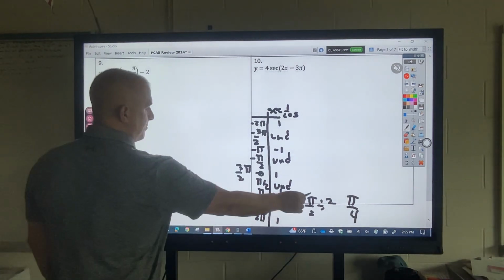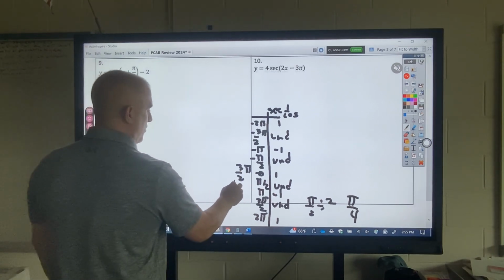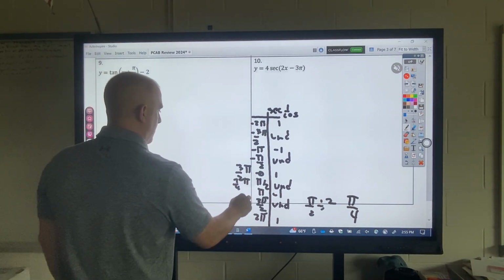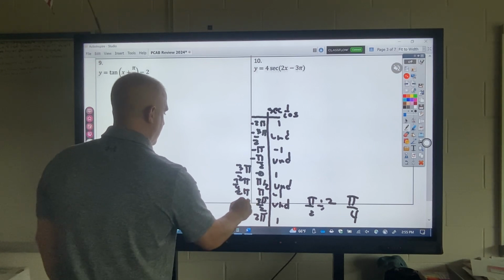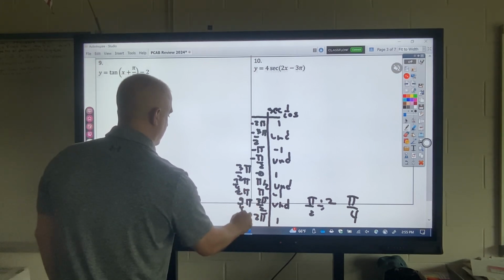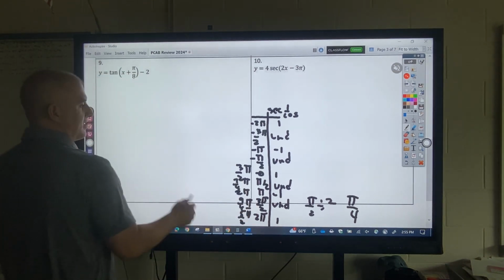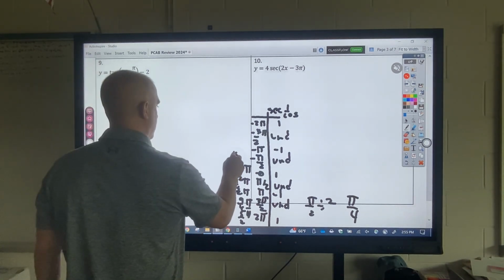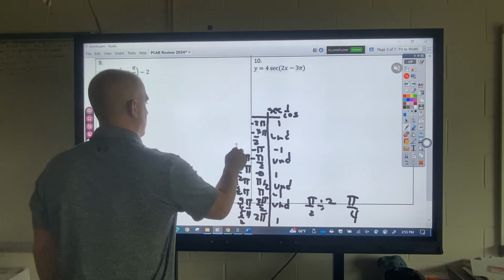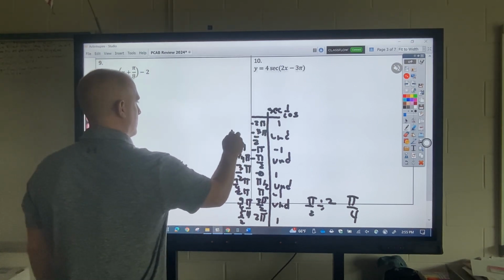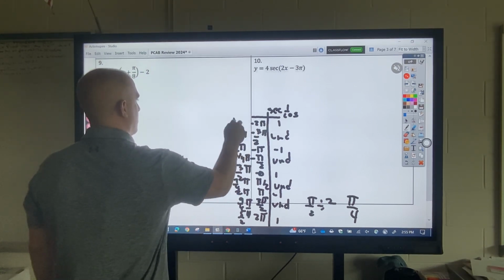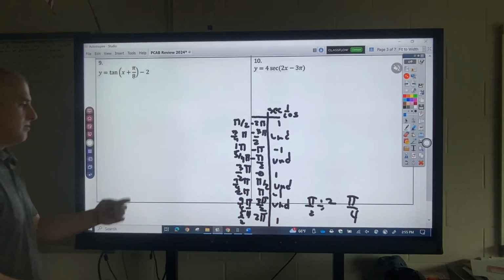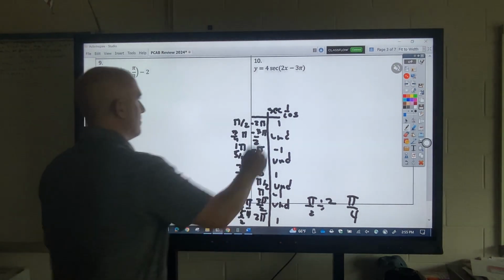So 3/2 plus 1/4, so that'd be 6/4 plus 1/4 would be 7/4. 8/4 would be 2 pi. 9/4, 10/4, or 5/2. 6/4 minus 1/4 would be 5/4. 4/4 or 1 pi. 3/4. 2/4 or pi/2. So I'm going from 0 to 2.5 or 0 to 3.